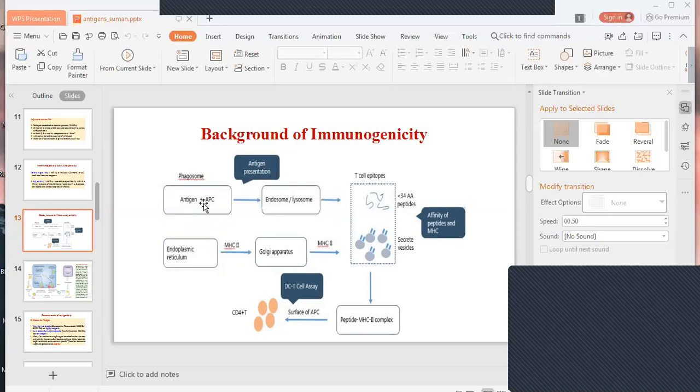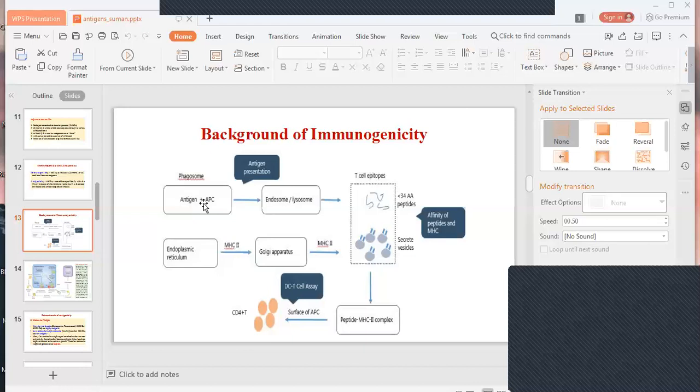There are two events involved in this process. In the first step, the antigen is captured by the APCs and then delivered to the cellular antigen processing machinery. These extracellular antigens are captured by the APCs, and the process of capturing may be phagocytosis, macropinocytosis, or receptor-mediated endocytosis.